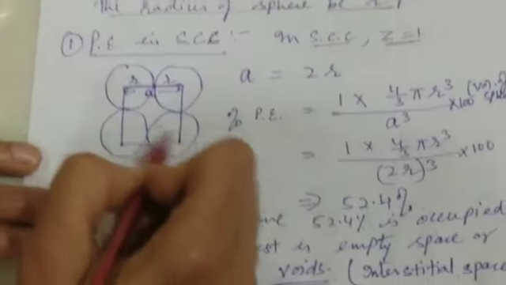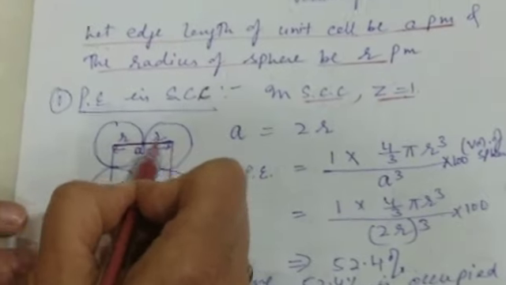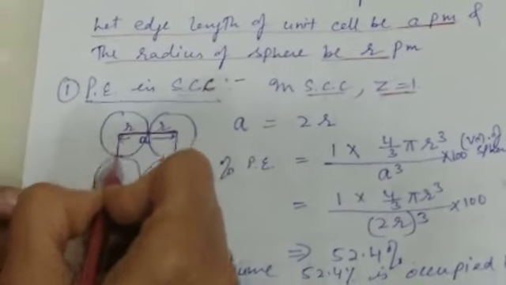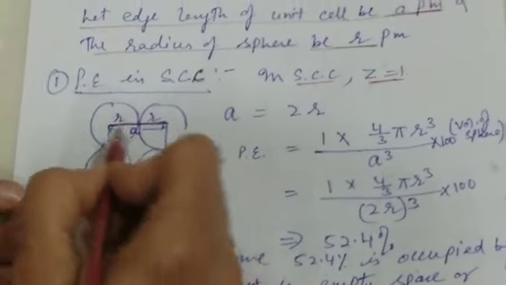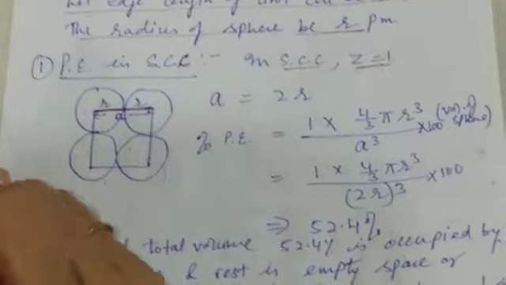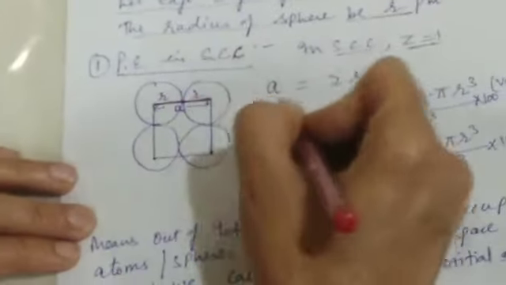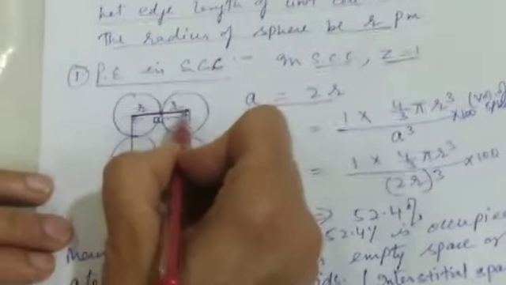One atom is present at each corner of the cube. So this edge length is called the edge length of the cube, right? And this is the radius of the sphere, R. So it means in a simple cubic cell, the edge length A is equal to 2R. This is clear from the figure that edge length A can be taken as 2R.